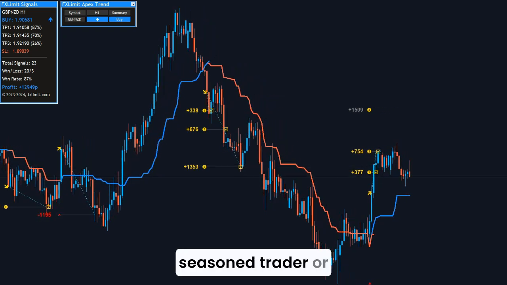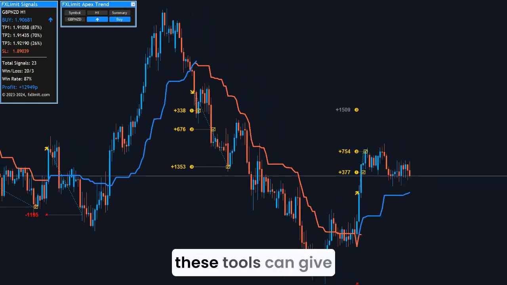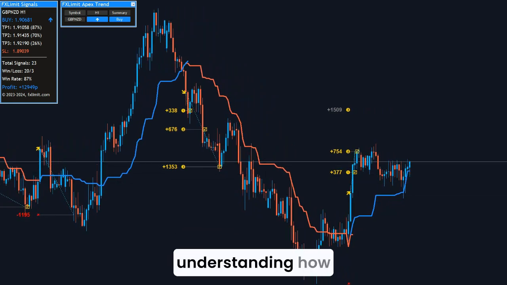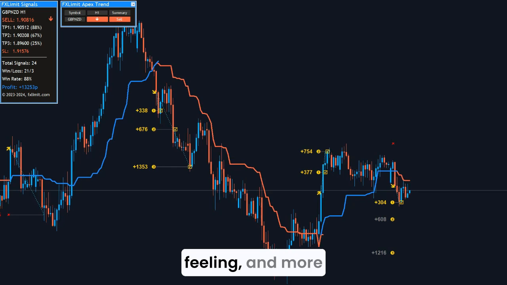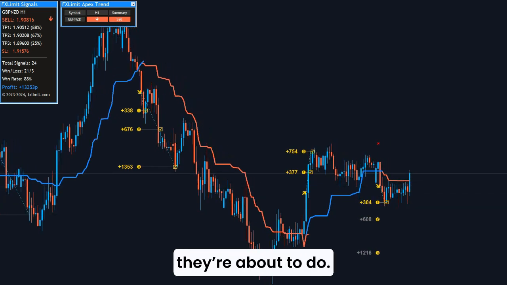Whether you're a seasoned trader or just starting out, these tools can give you a solid edge in understanding how the crowd is feeling, and more importantly, what they're about to do.